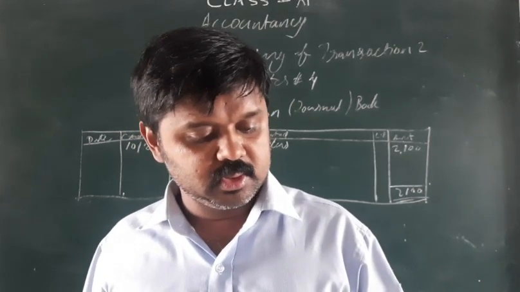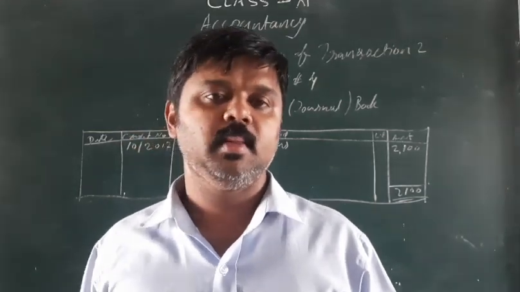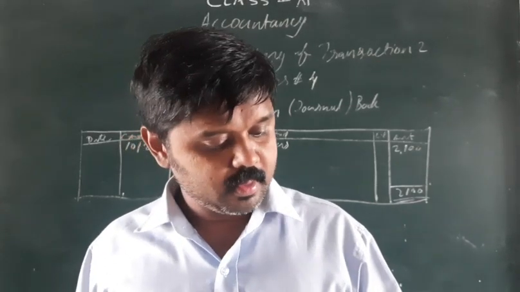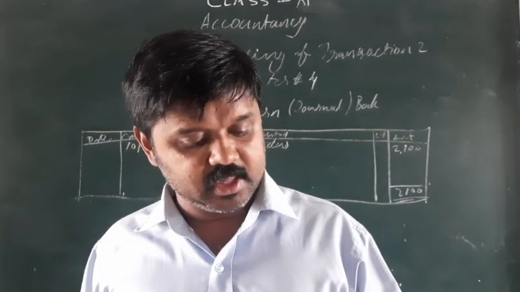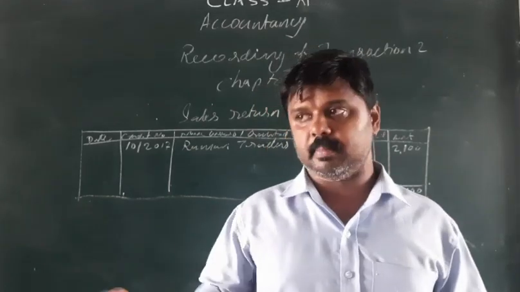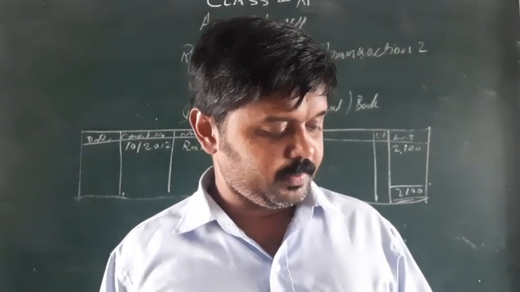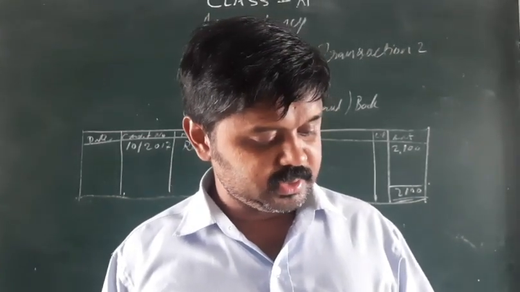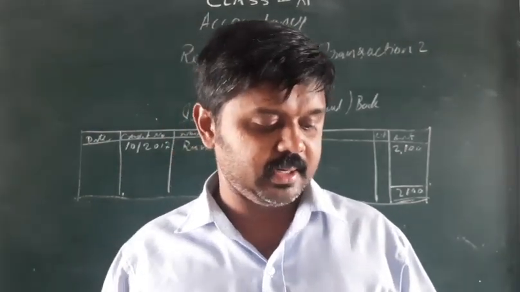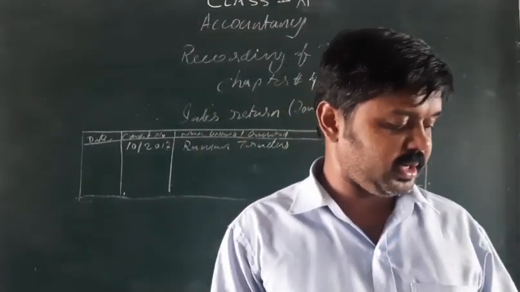Other entries: goods withdrawn by the owner for personal use. If the owner takes any goods for his own use, that will be recorded in the journal proper. Goods distributed as samples, for sales promotion. If any sample distribution for sales promotion takes place, that is also entered in the journal proper. Endorsement and dishonor of bills of exchange. In the case of bills of exchange, you will learn the details in the bill of exchange lesson. Those common entries are also recorded here.